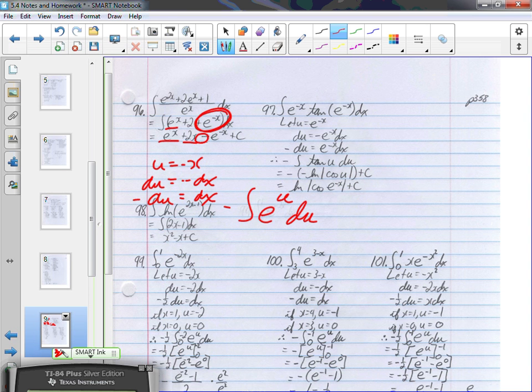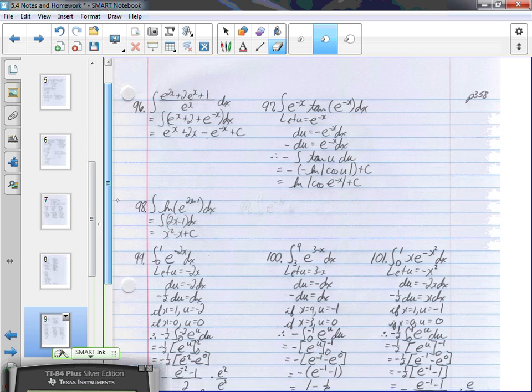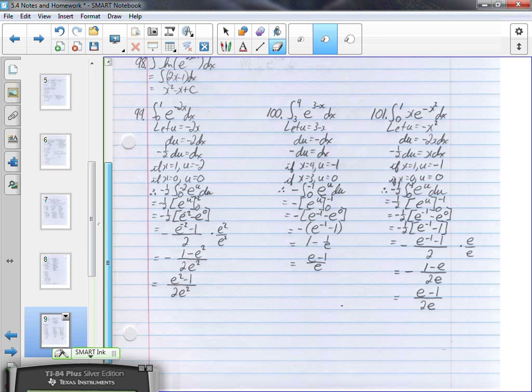Then the integral of e to the u is e to the u. So go ahead and put the x back in, e to the negative x. And, of course, don't forget your plus c. What else? To get rid of that negative exponent. Okay. Otherwise, don't if you don't have to, but we prefer to not have negative exponents if we can help it.